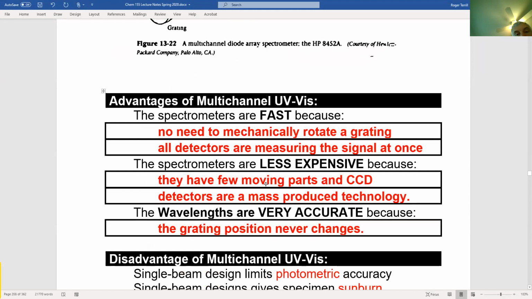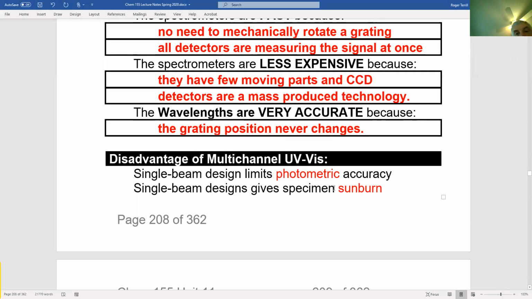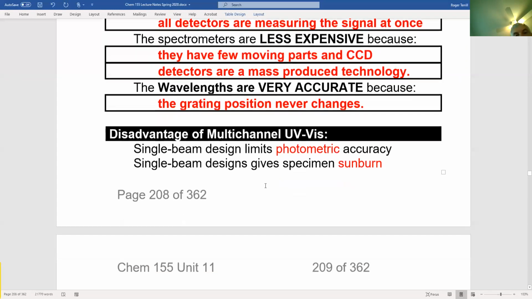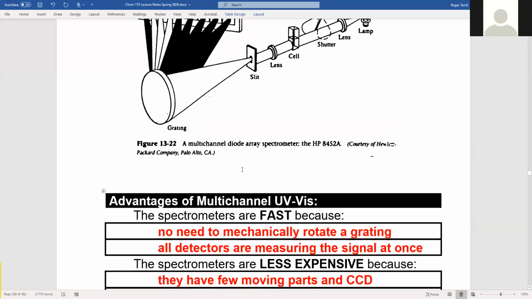So it's just a cautionary tale that if you want a multi-channel UV-Vis, they're fast, they're cheap, they're accurate, but they can give your specimen sunburn. And there can be some inaccuracy there, because if your specimen is fluorescent, for example, the ultraviolet photons can be re-emitting at, say, a visible wavelength, and that will reduce the absorbance in the visible wavelength. It can even give you negative absorbance at the visible wavelength, which is an artifact of the way you're making the measurement. So anyway, there are some disadvantages and some advantages of these instruments.